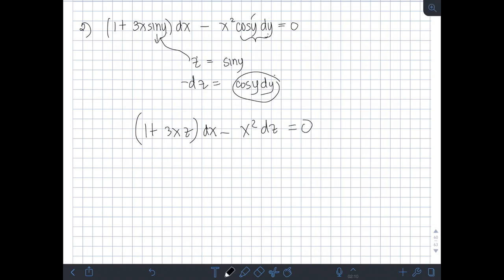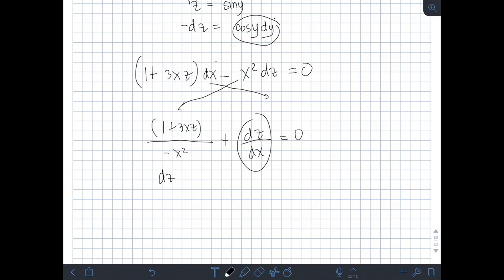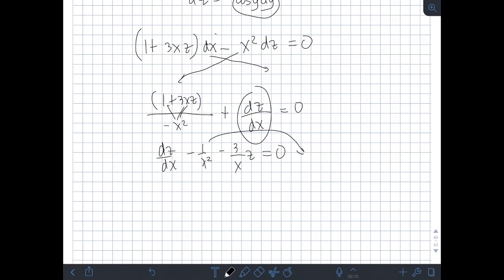So, ngayon, ano kaya yung kinalabasan nating type ng DE? Pwede siyang maging linear, right? Sige, try natin. I-cross-multiply natin itong dx sa baba, tapos itong negative x squared sa baba. So, magiging quantity 1 plus 3xz over negative x squared plus dz over dx equals 0. So, rearrange lang natin. Unahin ko tong dz over dx, tapos distribute ko to. So, magiging minus 1 over x squared, and then ito magiging minus 3 x over x squared, cancel si x sa taas, so matitira is isang x sa denominator. Then, z equals 0. So, transpose ko na lang itong negative 1 over x squared sa right side.